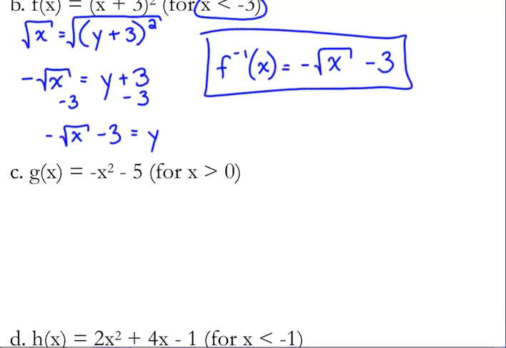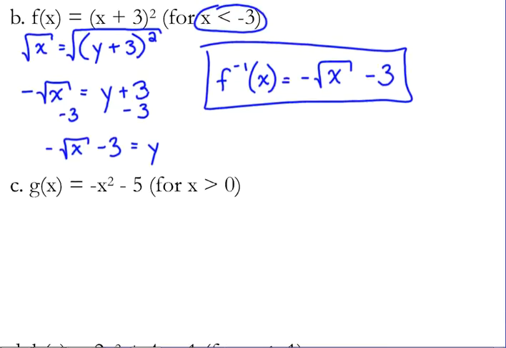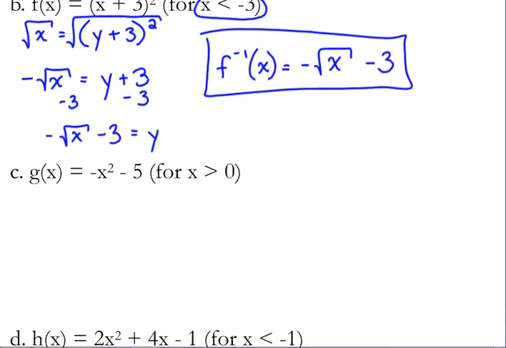Okay, let's do another one. This one looks a little bit different. It's still a quadratic, but notice how it compares to b. That squared is in a different place. This inequality says x is greater than 0, so that is positive when we're going to do the square root. So x is equal to the negative y squared minus 5.